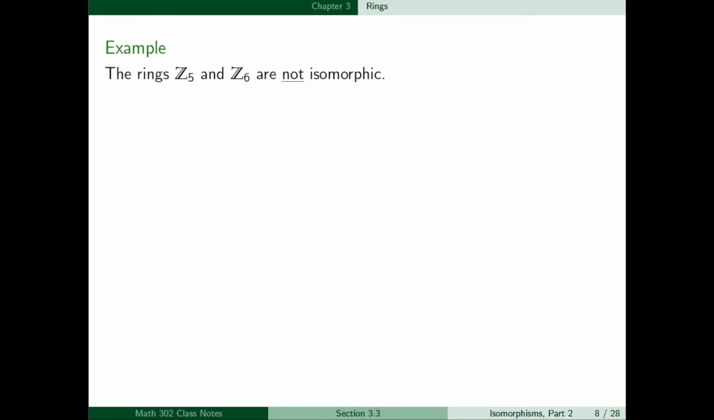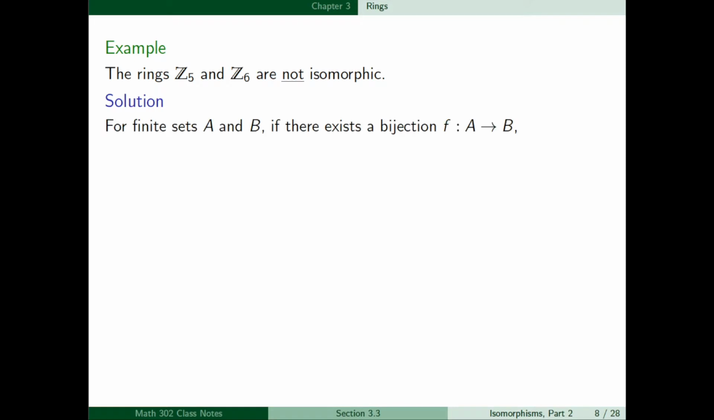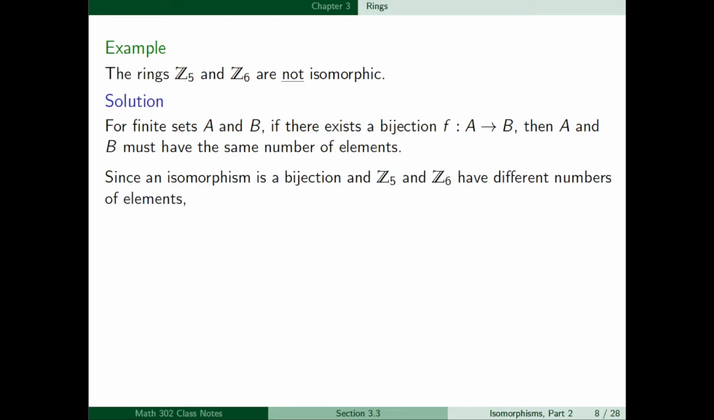For another example, we want to show that the rings Z5 and Z6 are not isomorphic. So note that for finite sets A and B, if there exists a bijection f from A to B, then A and B must have the same number of elements. Since an isomorphism is a bijection and Z5 and Z6 have different numbers of elements, then Z5 and Z6 cannot be isomorphic.